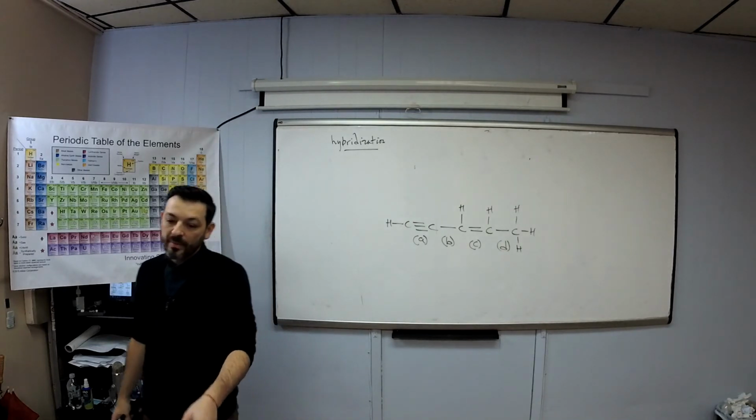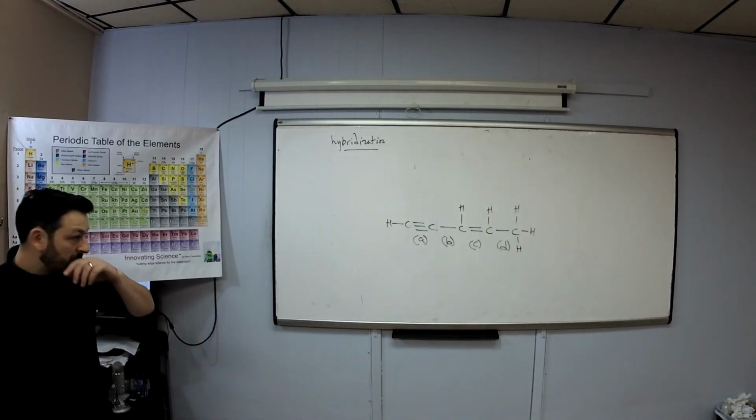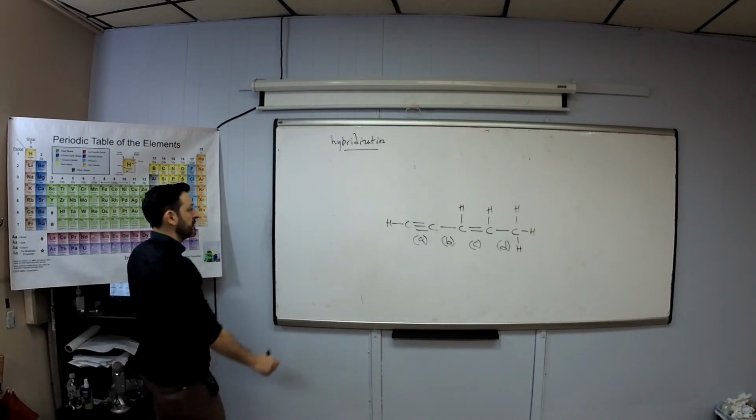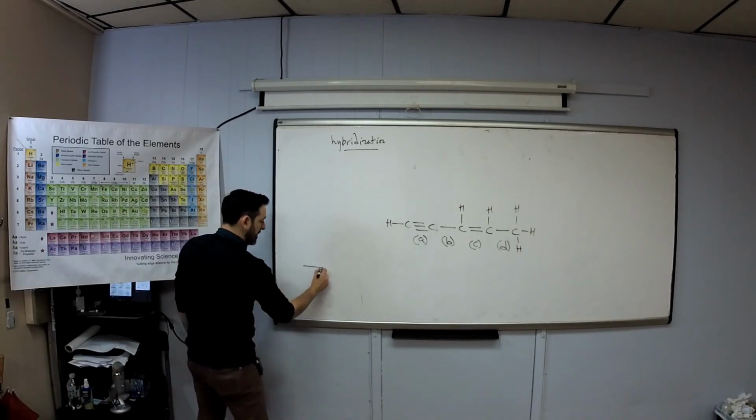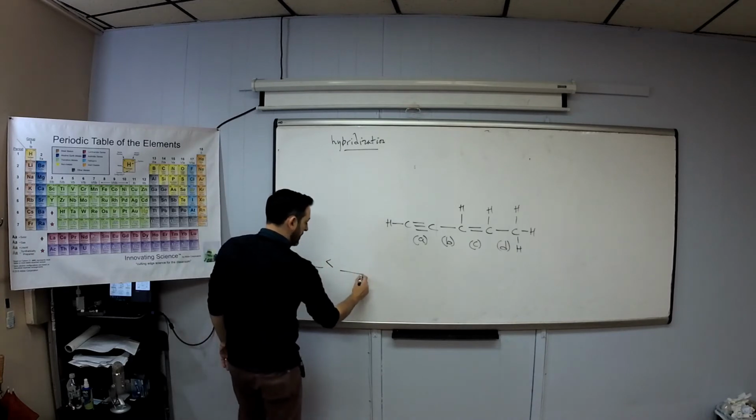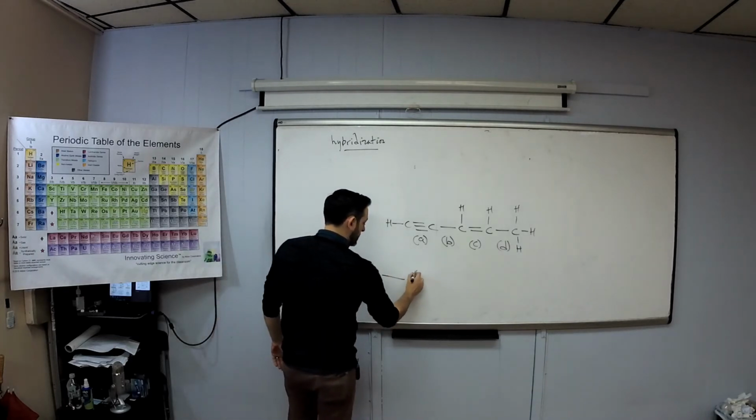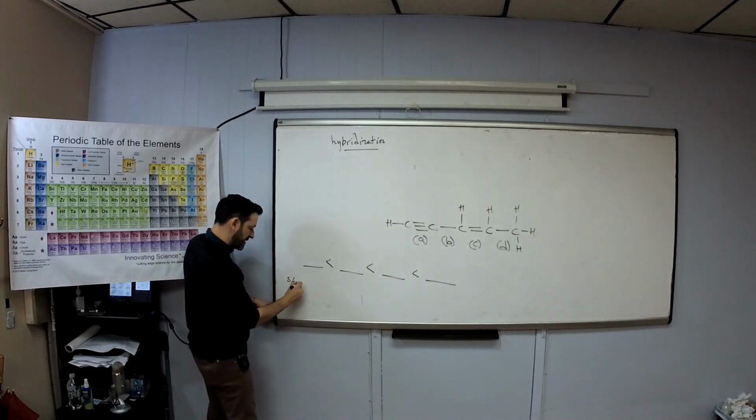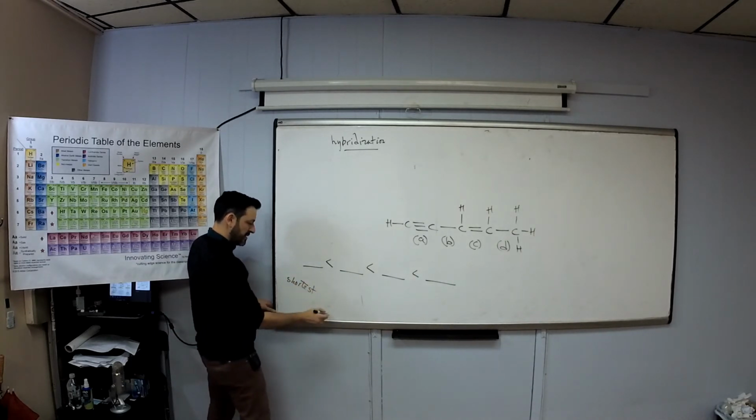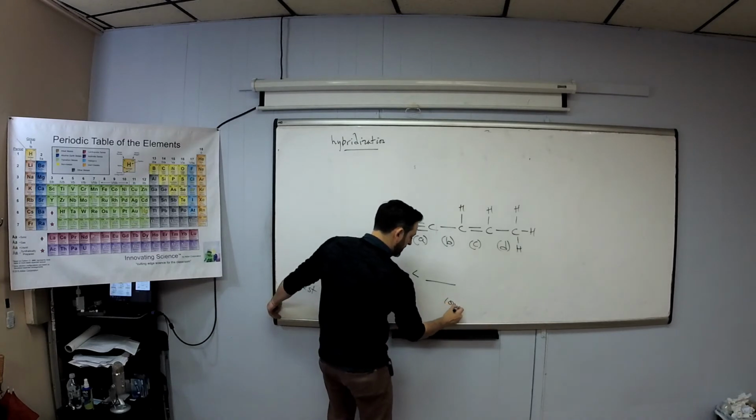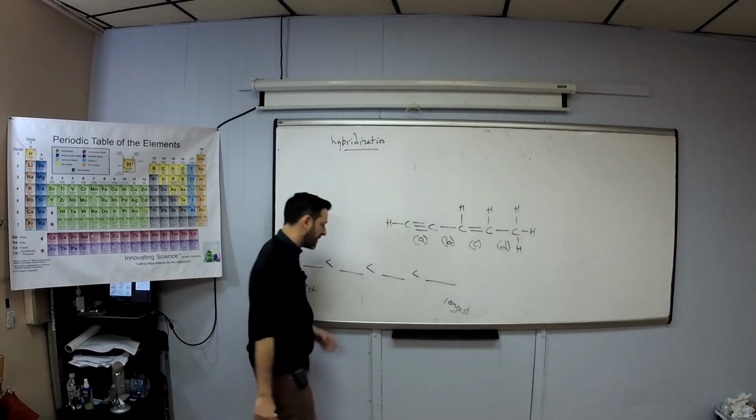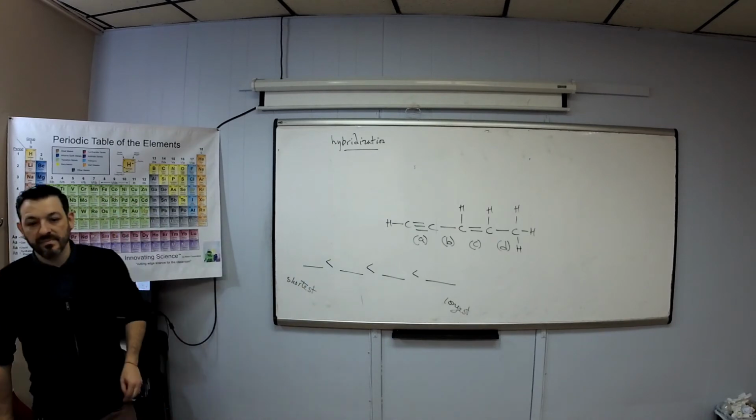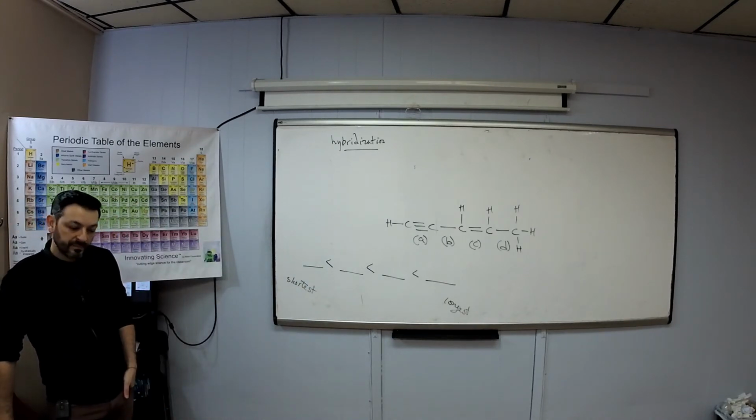Rank these carbon-to-carbon bonds from the shortest to the longest. So you're going to write this, this, this, this. Here you're going to write shortest. Here you're going to write longest. And you will fill in A, B, C, and D in there. Shortest, longest.